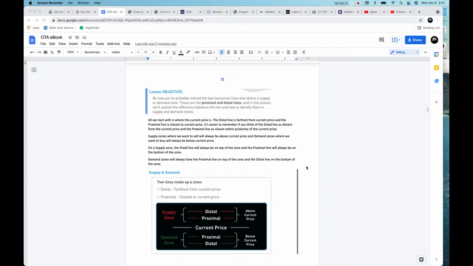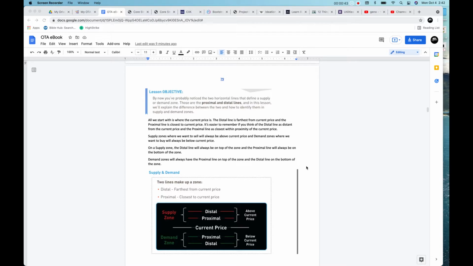So all we start with is where the current price is. The distal line is farthest from current price and the proximal line is closest to current price. Now it's easier to remember if you think of the distal line as distant from the current price and the proximal line as closest, within proximity of the current price.